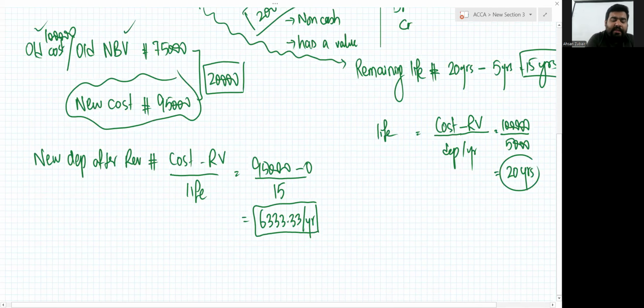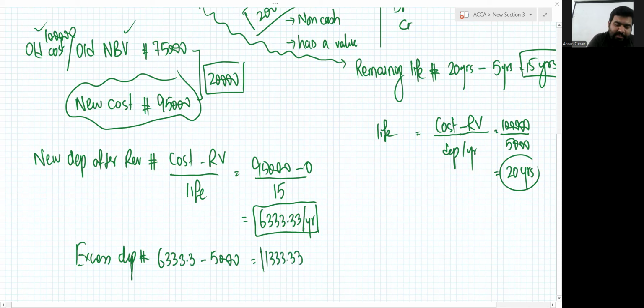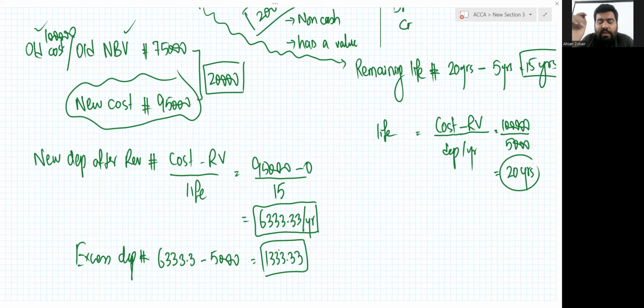So what is excess depreciation now? Excess depreciation by its word means the depreciation that is in excess of the old depreciation. So 6,333 is the new depreciation minus the old depreciation, which was 5,000 per year. So excess depreciation per year is 1,333.33. Is it clear till now? Yes, sir.